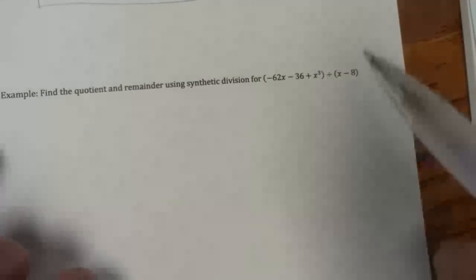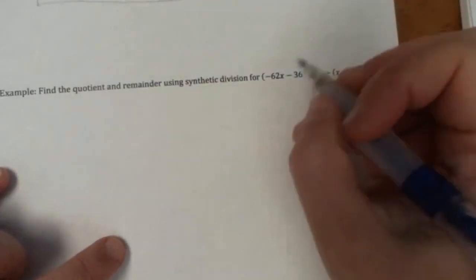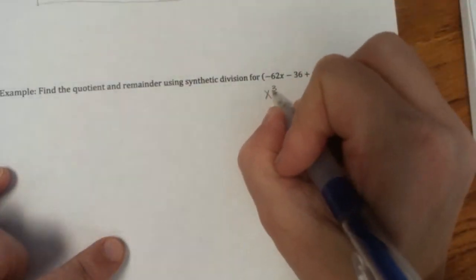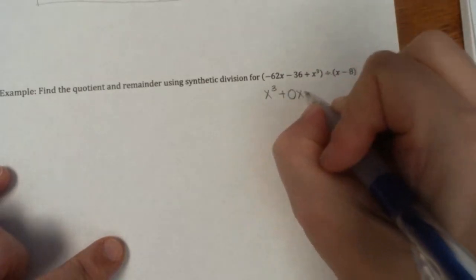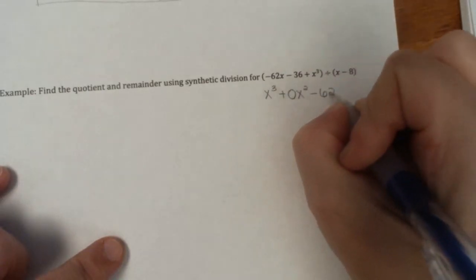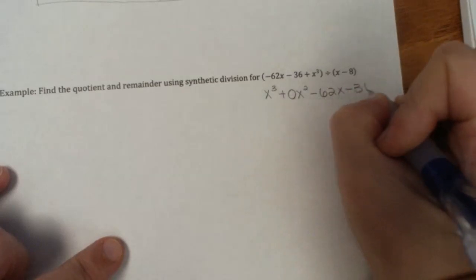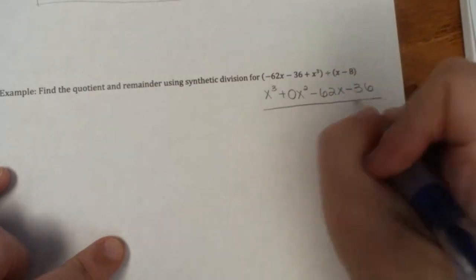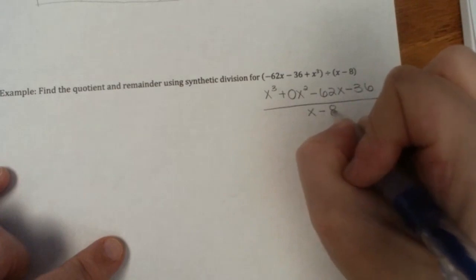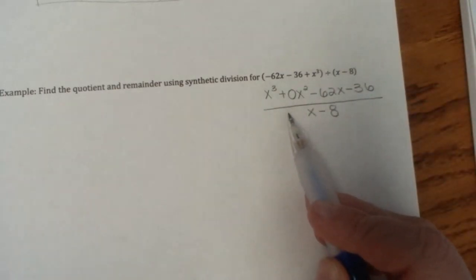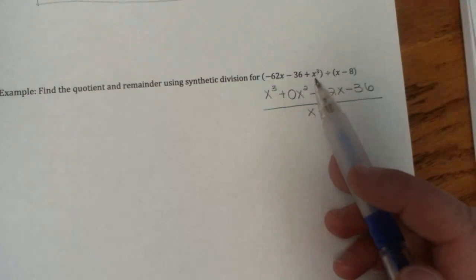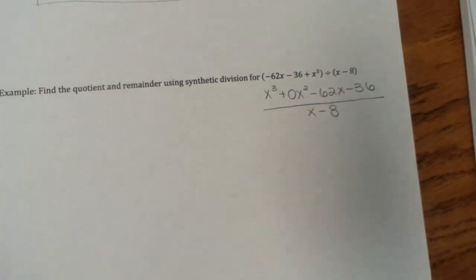So let's put it in the right order. So starting off, x cubed is my highest exponent. So we know we're going to have x cubed. I don't have any x squared terms, so that means 0x squared, and then minus 62x, and then minus 36, all over x minus 8. So you need to write that 0x squared because that will be a placeholder for that column. So in that column, you still have to have your x squared column. We just don't have an x squared term here, so that means 0x squared.